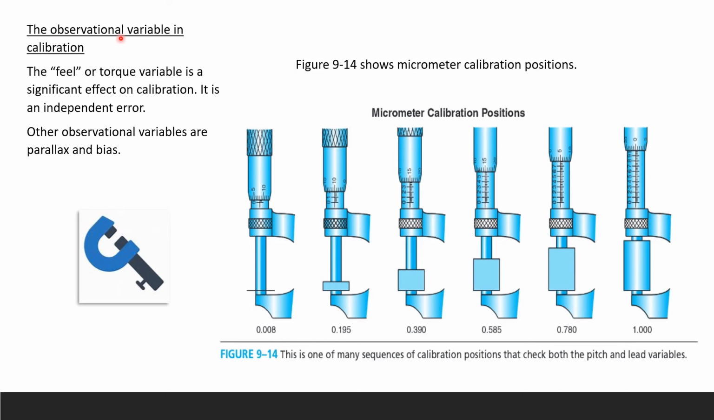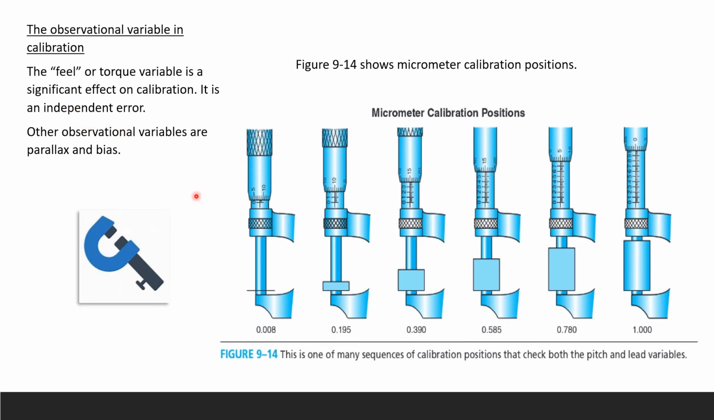Observational variable in calibration. So right here, we're still on the micrometer. For the micrometer, we remember the torque variable. It has a very significant effect on calibration. Again, it is another independent error.